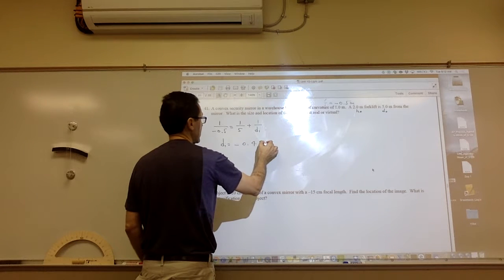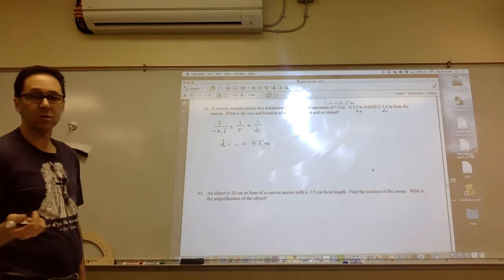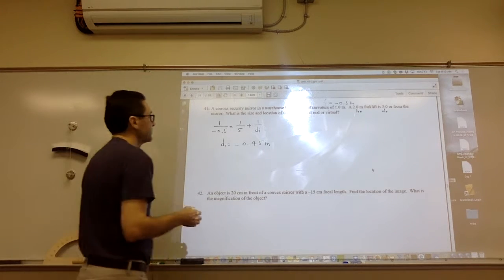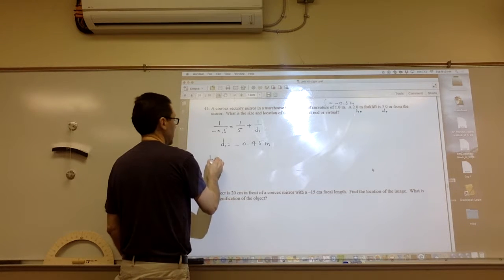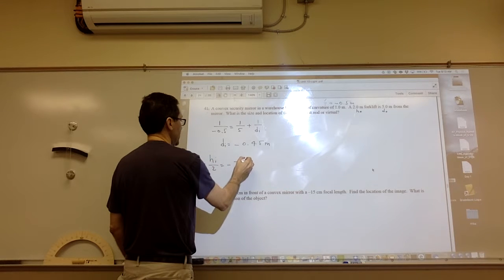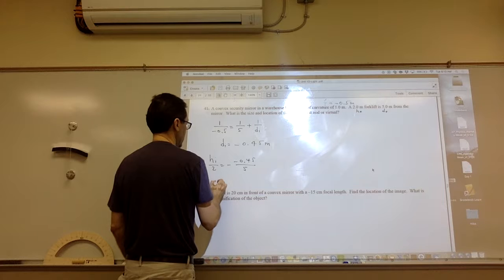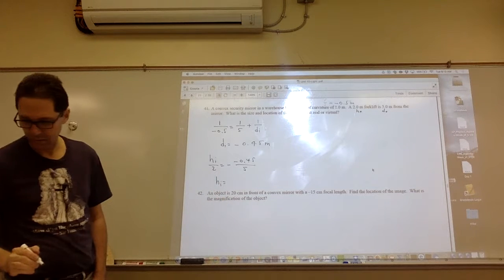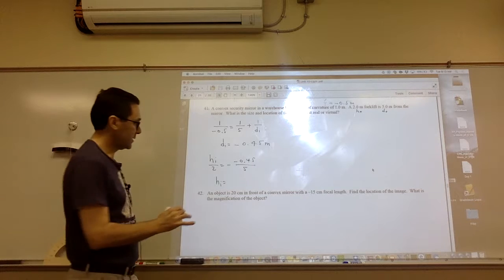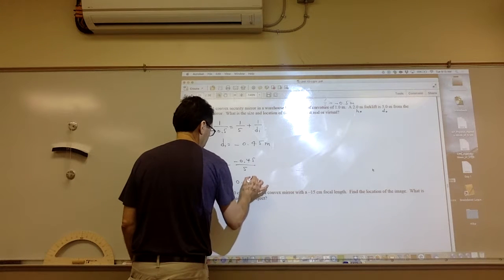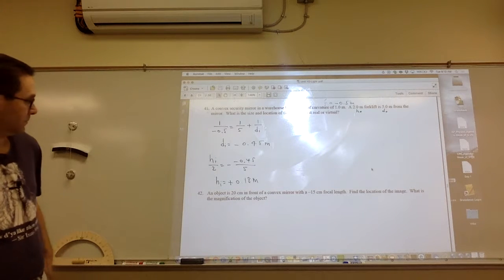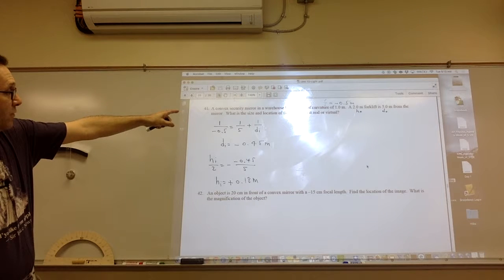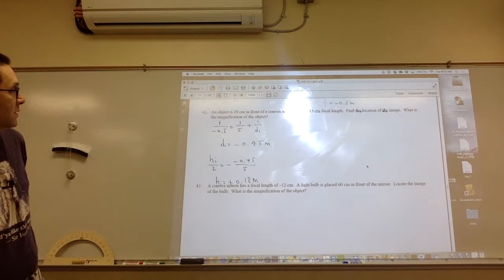It's somewhere where it's not supposed to be. The reason for that is because mirrors rely on reflections to create an image. So we found the location. Let's find out what the size of it is. HI over HO equals negative DI over DO. So HI equals positive 0.18 meters. So it's upright and it's virtual. So just be careful: for anything that diverges light, the focal distance has to be negative.